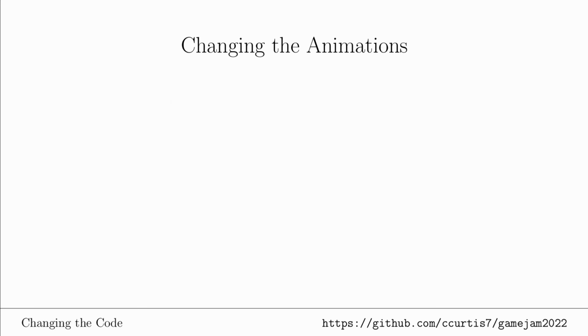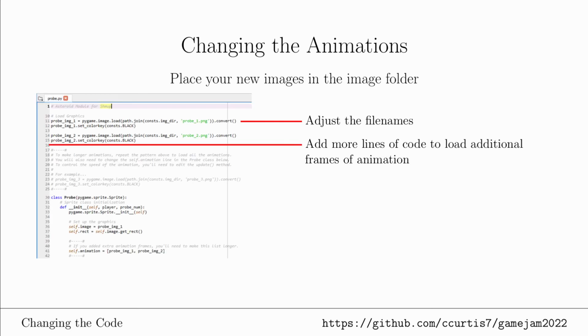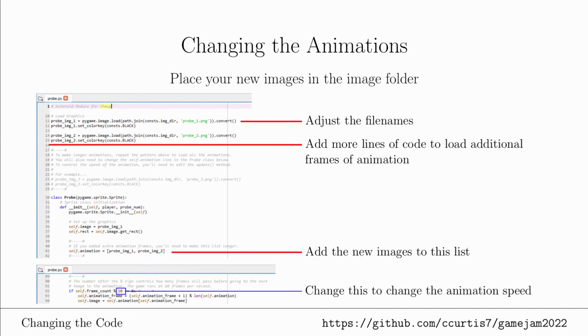The probes and spaceship have 2 frames of animation. If you wanted to make fancier animations, it will require a few more steps. Let's say you're adding to the probe animations. After you've placed the images in the IMG folder, you're going to need to add additional lines of code to load the graphics, and then also add the animation into the probe class. If you want to make the animation run faster, you can reduce the number of frames that pass before it changes to the next image.